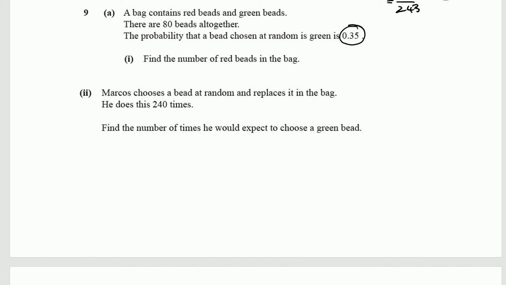0.35 for a second like a percentage. 35% of the beads are green. So 35% of 80, or 0.35 times 80, will tell me the number of green beads. 0.35 times 80 is 28 greens. So if we take 28 away from 80, we'll get the reds, and that comes out as 52.